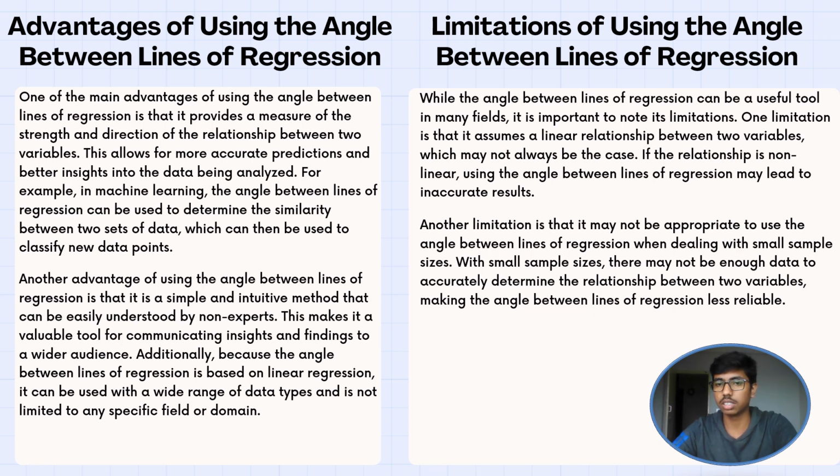Another limitation is that it may not be appropriate to use the angle between lines of regression when dealing with small sample sizes. With small sample sizes, there may not be enough data to accurately determine the relationship between two variables, making the angle between the lines of regression less reliable.